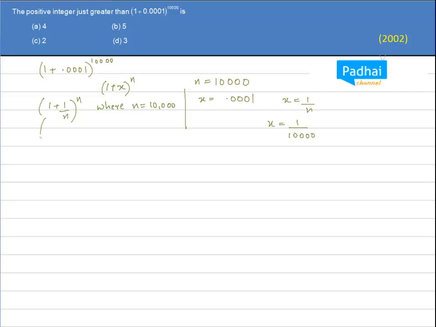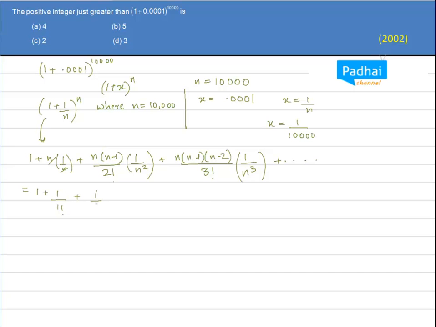So if I expand this expression in the normal way, what would it be? 1 plus, just applying the formula, nC1, that is n into 1 by n, plus nC2, that is n into (n minus 1) by 2 factorial into 1 by n square. Again, this will be n into (n minus 1) into (n minus 2) upon 3 factorial into 1 by n cube, and so forth. This will go on. I can cancel this out. This will become 1 plus 1 by 1 factorial, because 1 upon 1 factorial is 1 only.